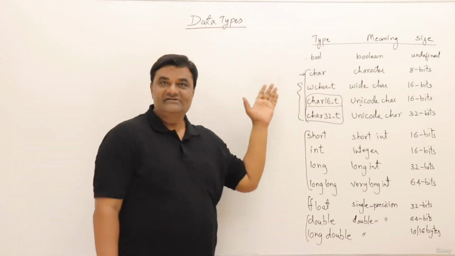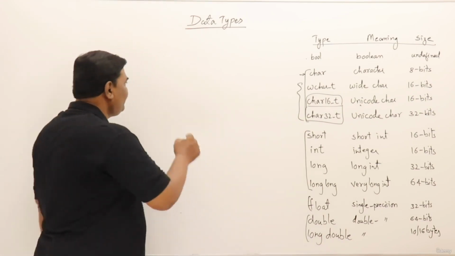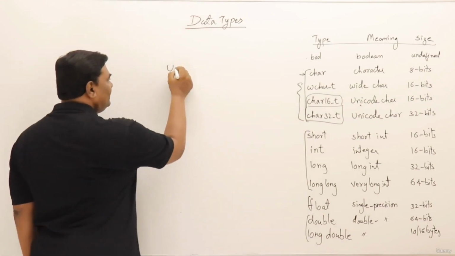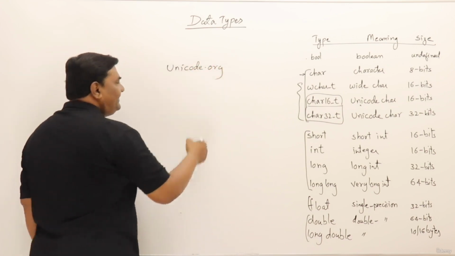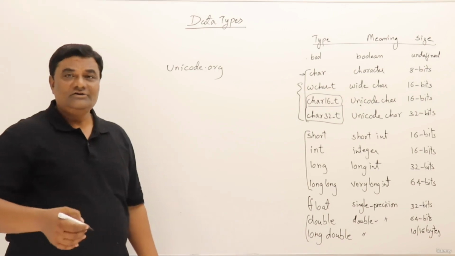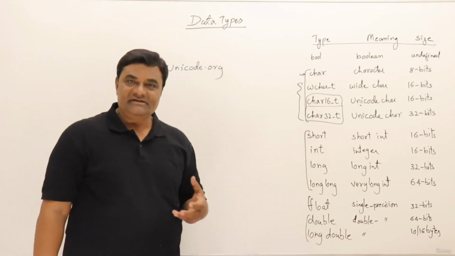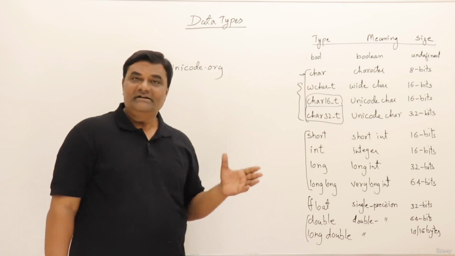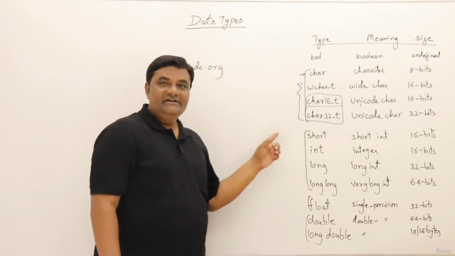ASCII codes we have discussed just now. What about the Unicodes? If you want to know about Unicodes, you can visit a website called unicode.org. There you can find the codes for various natural languages and you can use those codes. This Unicode may not be supported on every C++ compiler, but the data type is available. Now let us go to integral types.